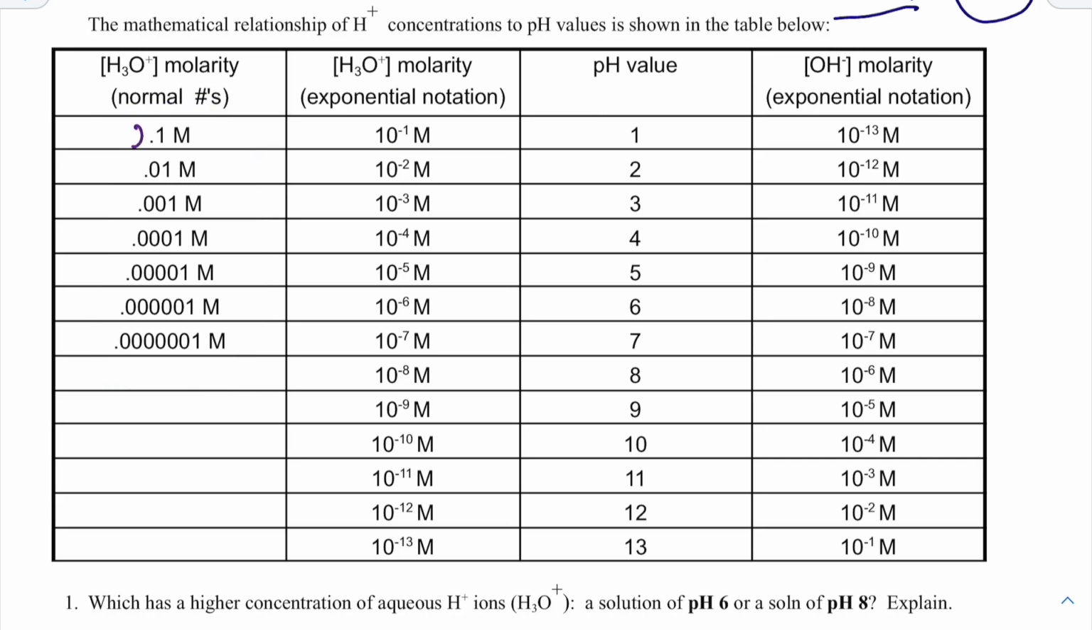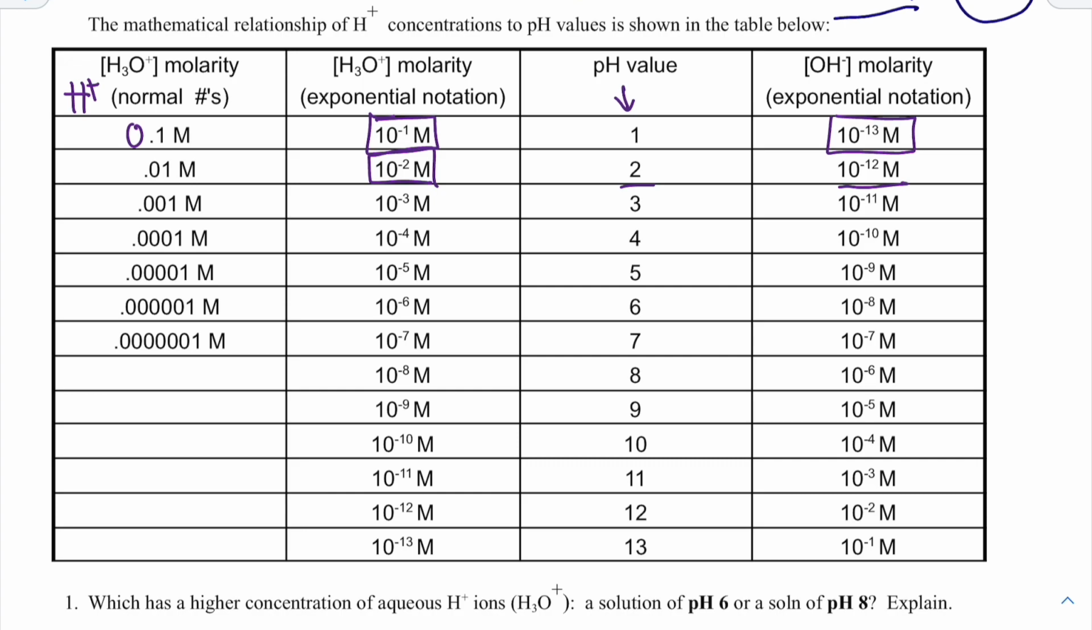We have a 0.1 molar solution of H plus. As you know, 0.1 exponential is 10 to the minus 1. And the pH of that is 1. And the OH molarity is 10 to the minus 13. And the next one, we have 10 to the minus 2, pH of 2. And our OH concentration is 10 to the minus 12. And so on and so on and so forth.